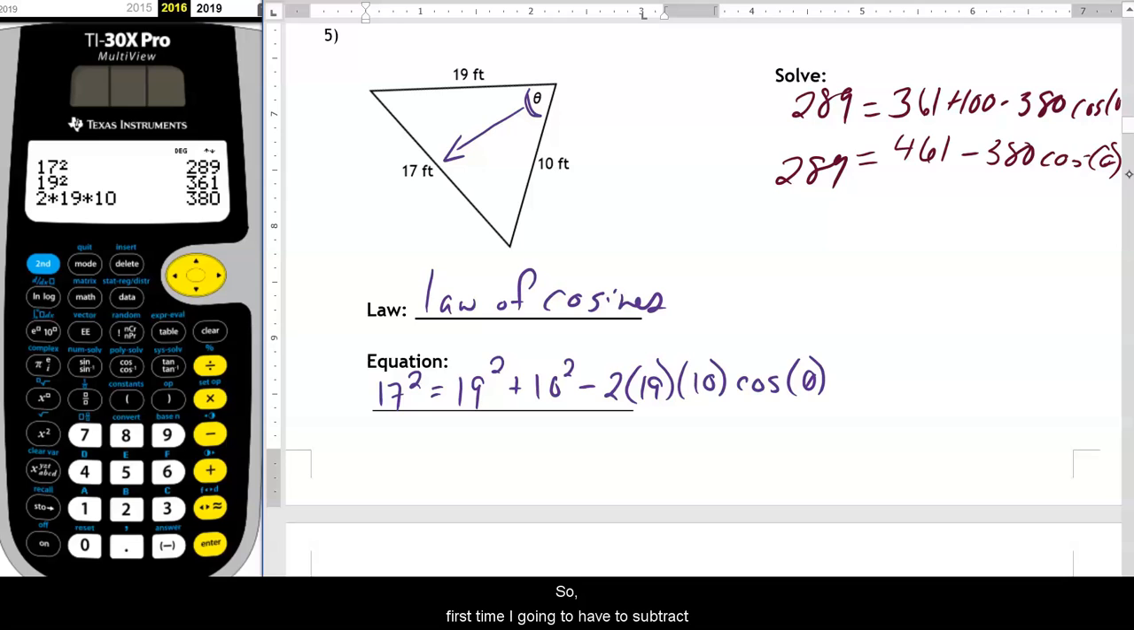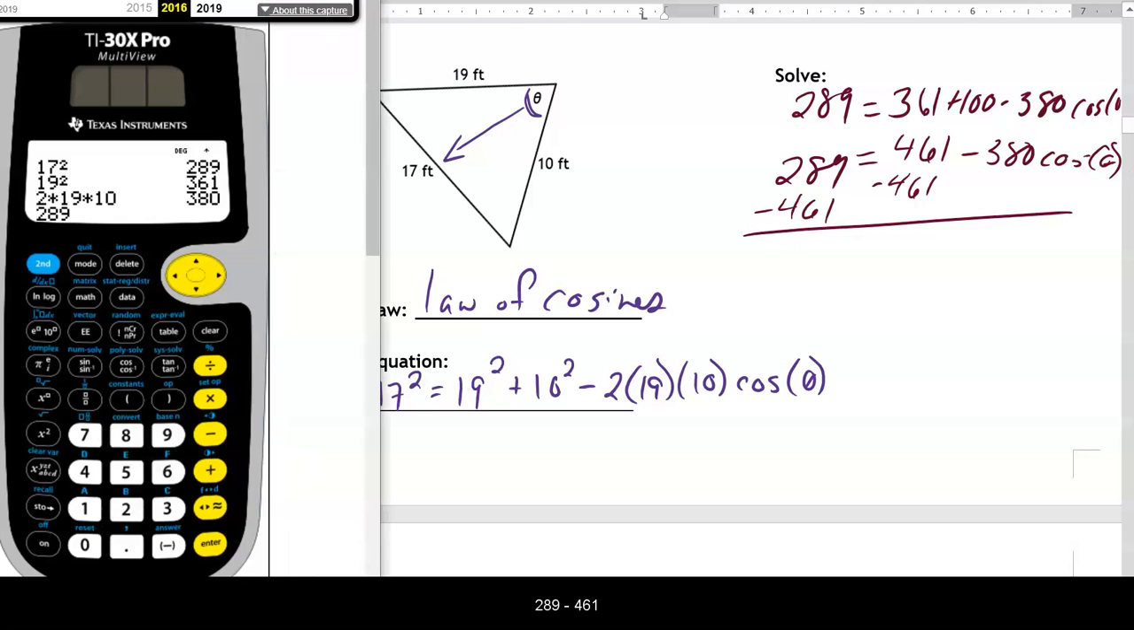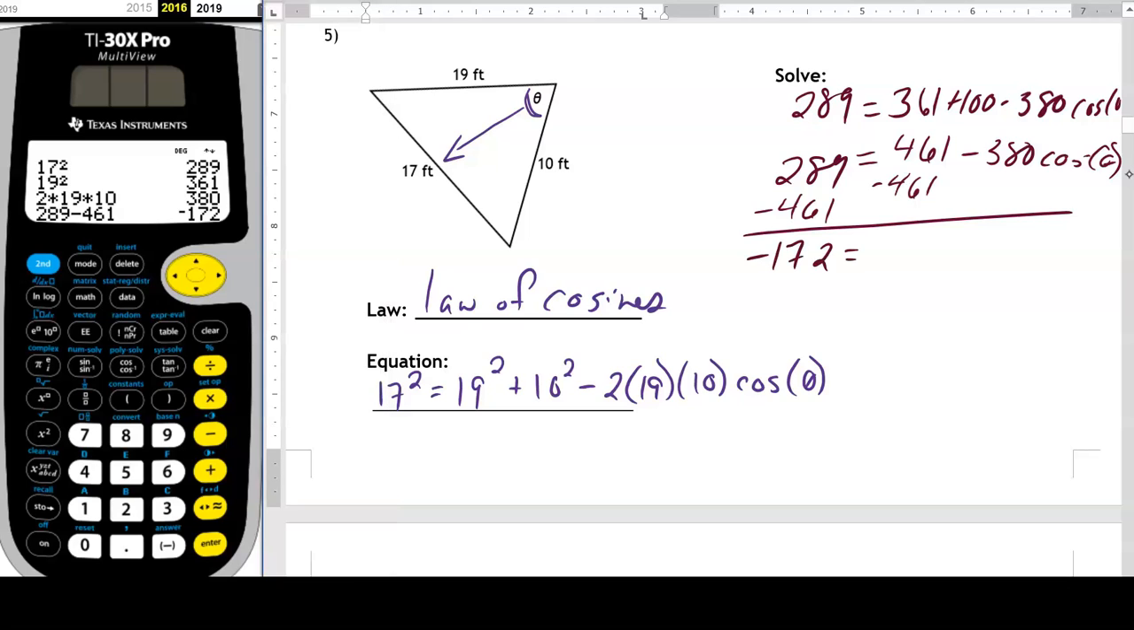So first I'm going to have to subtract 461 from both sides. 289 minus 461 will equal negative 172, equals negative 380 cosine theta. Since our 380 is being multiplied, we're going to divide both sides by that negative 380.